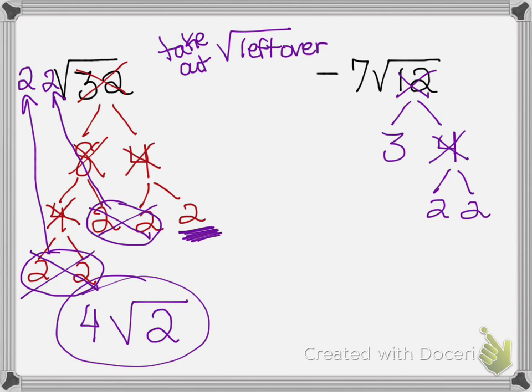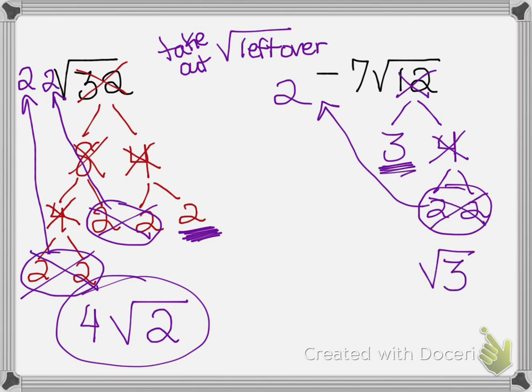Now that I have broken down all my numbers to all my primes, I'll do the cheer I taught you guys in class. For every pair, you take 1 out. For every pair, you take 1 out. What pair do you see? I see a pair of 2's. So I'll take out a 2 and mark those out. However, my leftover is 3. So I'll leave my leftover under the radical.